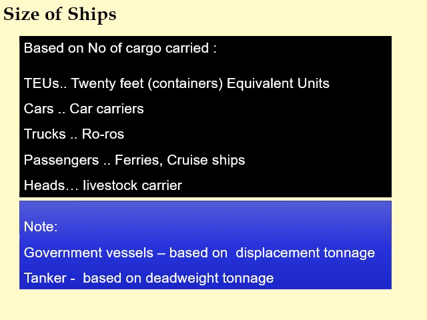We need to take note here that government vessels are based on displacement tonnage. Normally, for example, naval ships or enforcement vessels like the Marine Department vessels are stated in terms of how big these ships are. Oh, it is a patrol craft, maybe 500 tons. When they say 500 tons, it is 500 tons displacement. So an aircraft carrier maybe, I don't know, 100,000 tons displacement. So when it is a naval ship, normally the size is stated in terms of displacement tonnage.